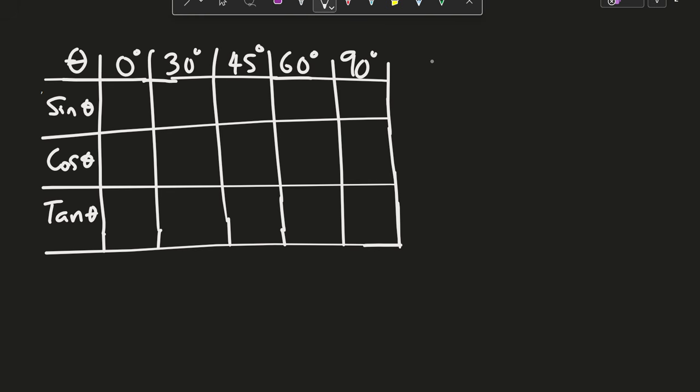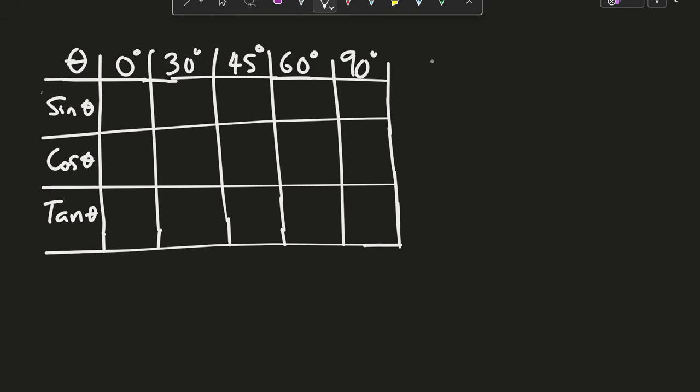Today I'm looking at the special angles: 0 degrees, 30 degrees, 45 degrees, 60 degrees and 90 degrees. I'm looking at how to get these angles without using a calculator or making it rowdy for yourself. If you look at what we have here, let's get down to business.